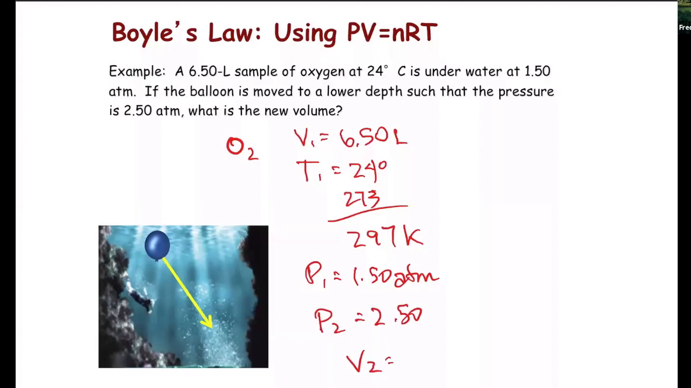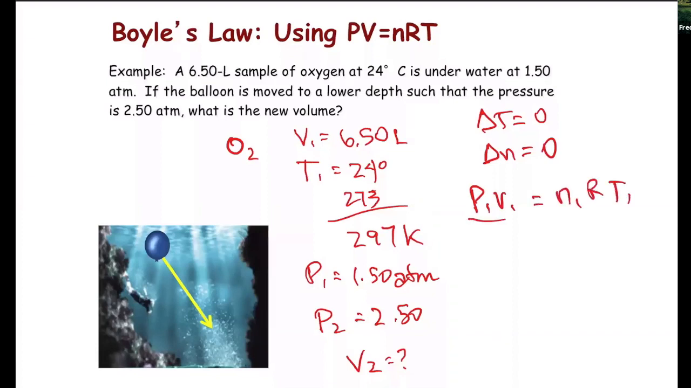Notice they don't say anything about the temperature, so you can assume that the change in temperature is 0. Notice they don't say anything about the amount, so if they don't give any new condition for that variable, you can assume that it doesn't change. So when you have P1 V1 equals N1 R T1, and we divide that under the new conditions, we start eliminating the variables that stay constant.